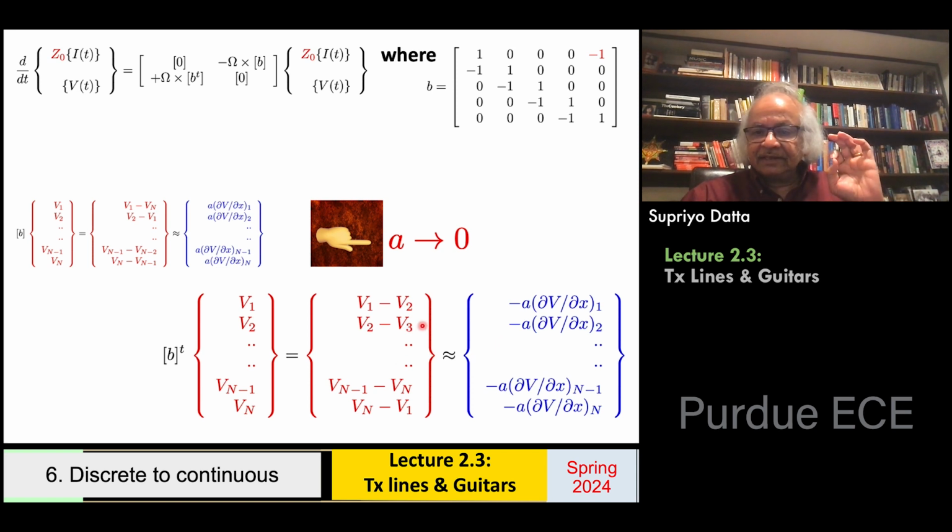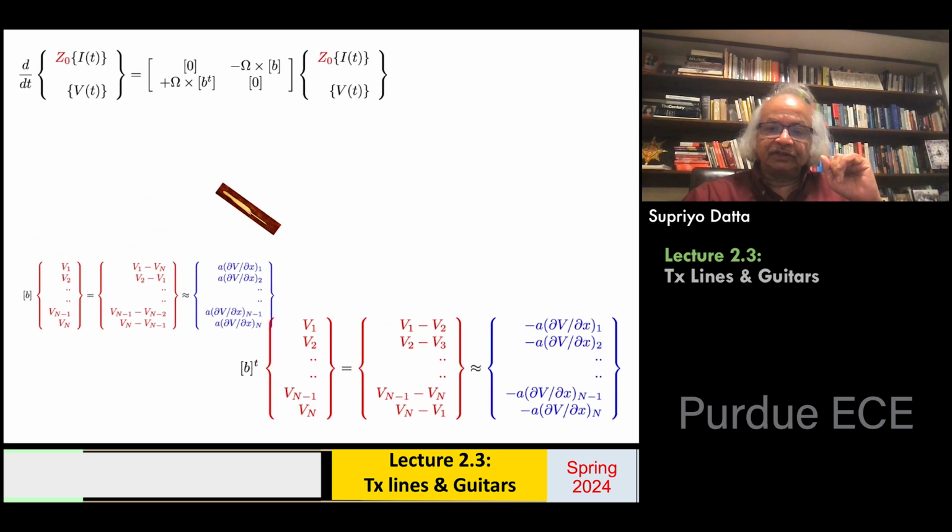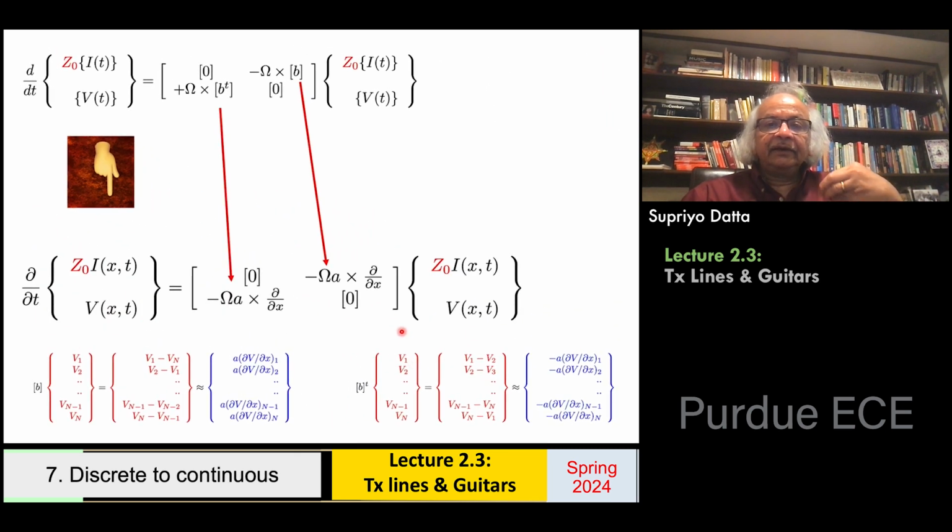And the result is that in the derivative, we now have a minus a times the derivative, partial derivative. Whereas when B was acting on it, you had plus a times the derivative. So we can take these two results and replace the original matrix B with a times derivative with respect to x. See? And previously we had a column vector I and a column vector V, each with n components.